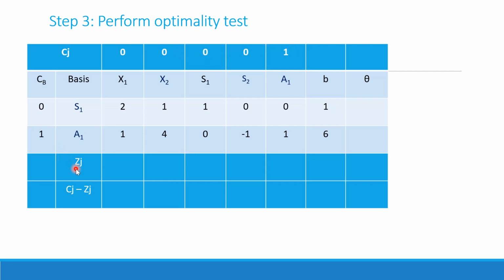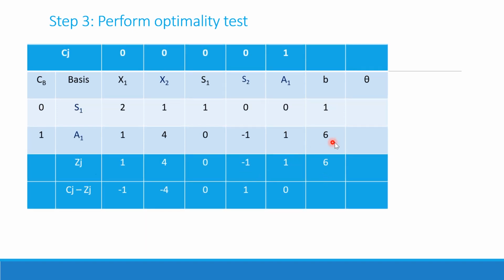Okay, now finding Zj. Zj is nothing but Cb multiplied by Aij plus Cb multiplied by Aij. So 0 multiplied by 2, 0, 1 multiplied by 1. So 0 plus 1 is 1. Here it will be 0 plus 4, so 4. Here it will be 0. Here it will be -1. Here it will be 1, and here it will be 6. Okay, so writing Zj. Similarly, computing Cj minus Zj, we come across these values of Cj minus Zj.